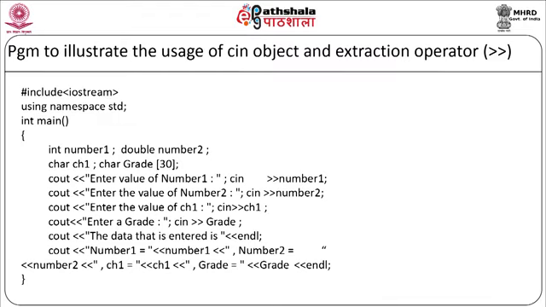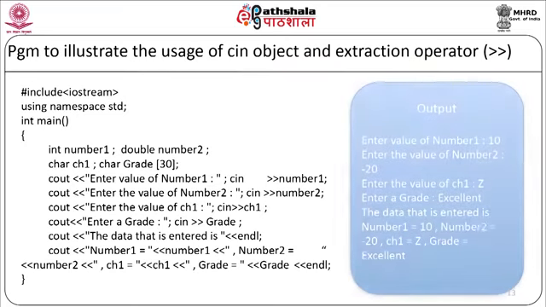As you can see, this is a cascading cout statement where the text and the values of the variables are displayed one after another, and our program will end. So here we have seen the usage of the cin object and the extraction operator, and we have seen the cascading cout statement also.